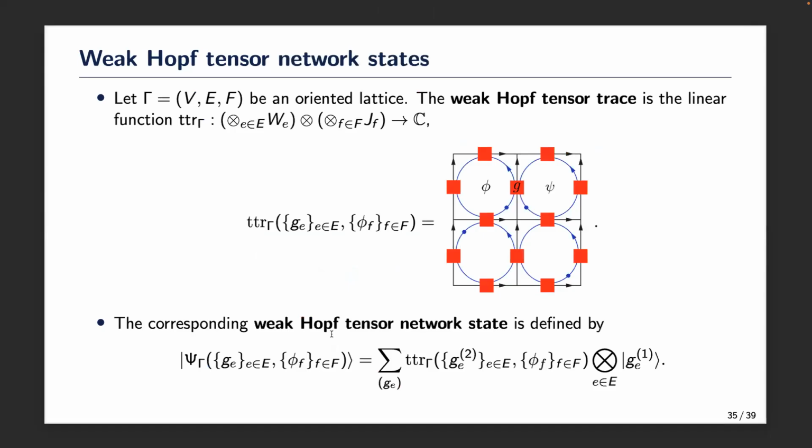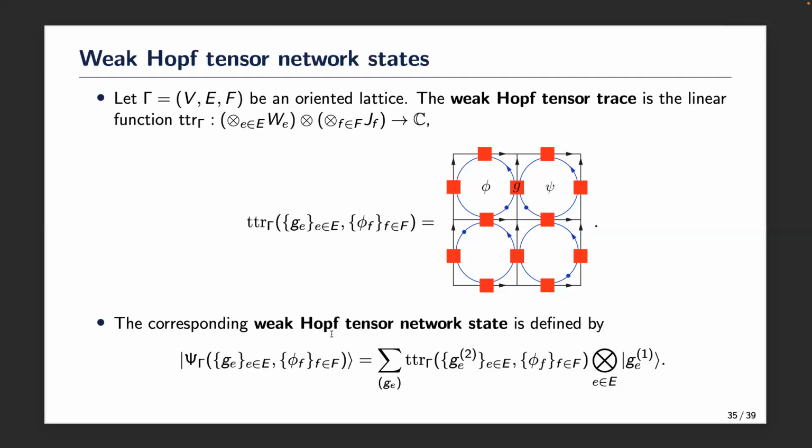So the Hopf tensor trace is given as follows. Given an oriented lattice, the weak Hopf tensor trace is a linear function. On each edge and on each face, there will be some algebra labeling that face or edge. And then we assume that there are some pairings between adjacent edges and faces. Then for a fixed labeling of the edges and labeling of the faces, you can form such an evaluation using the definition in the previous slide. This will give you a complex number.